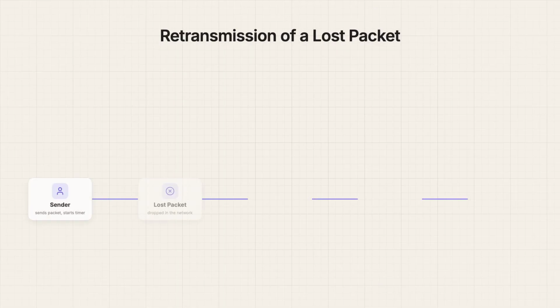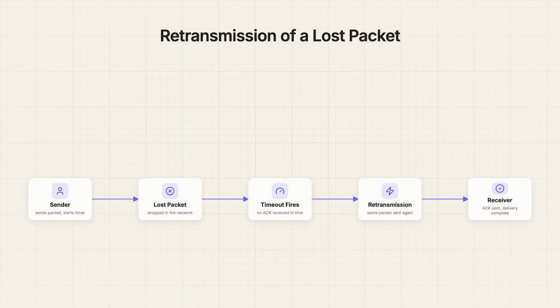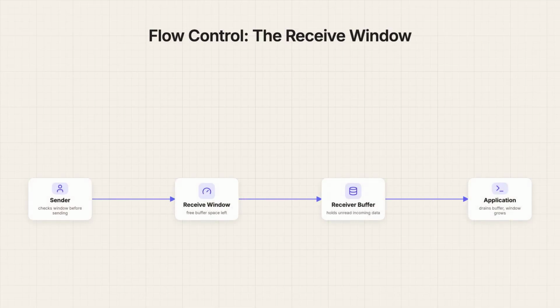When a sender transmits a packet, it starts a retransmission timer. If an ACK does not arrive before the timer expires, TCP assumes the packet was lost and resends it. Modern TCP also listens for 3 duplicate ACKs, which signal a loss even before the timer fires, triggering a faster retransmission called fast retransmit.